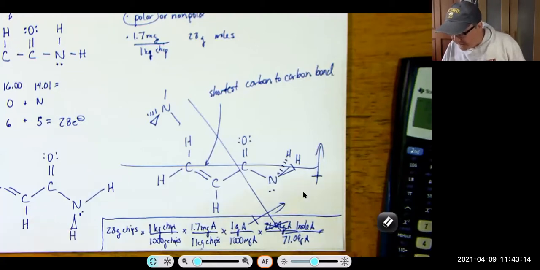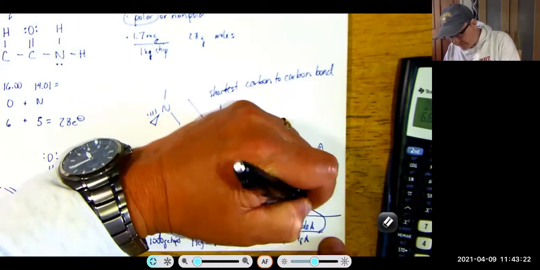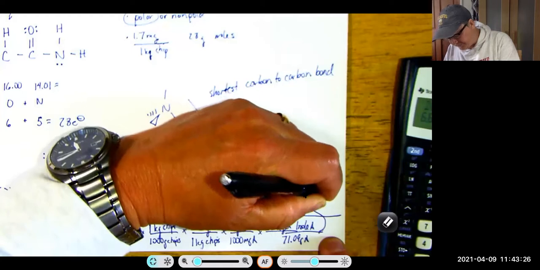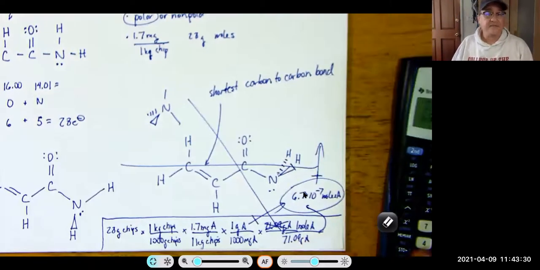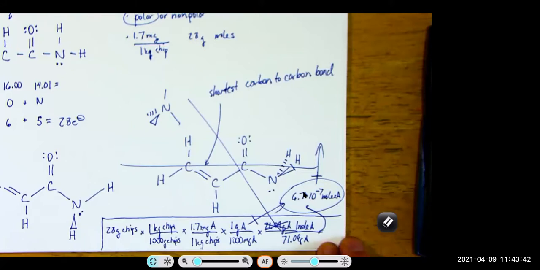So if I put this in scientific notation and use 2 sig figs, I get 6.7 times 10 to the minus 7 moles of acrylamide. So it doesn't seem like very much acrylamide, does it? In 1 serving of chips. Yeah, I mean, I guess not.